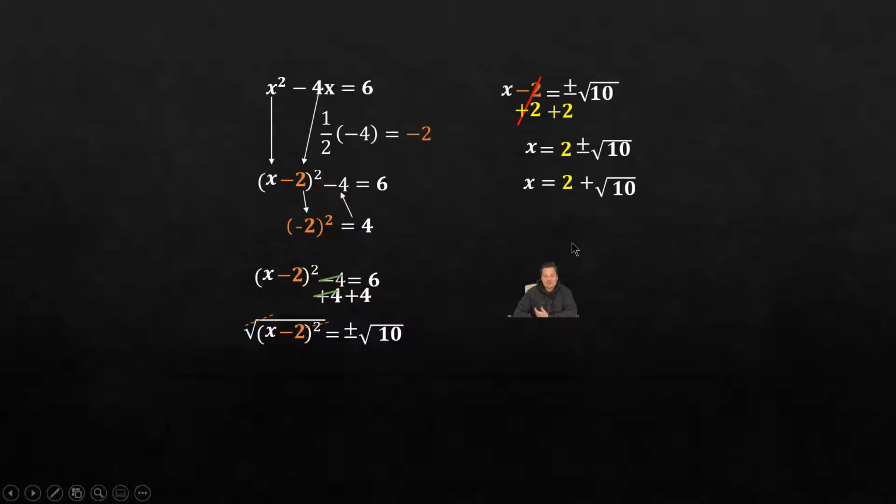And then the next one would be the following. X equals 2 minus the square root of 10. So we have 2 separate answers here. Often, however, you will see them written this way as 2 plus or minus the square root of 10 to make the answer format more compact.